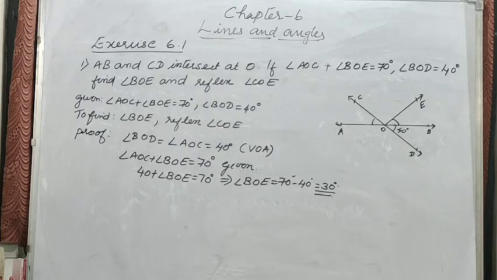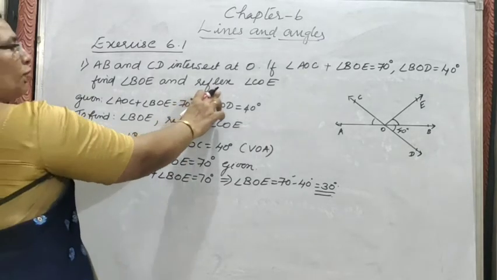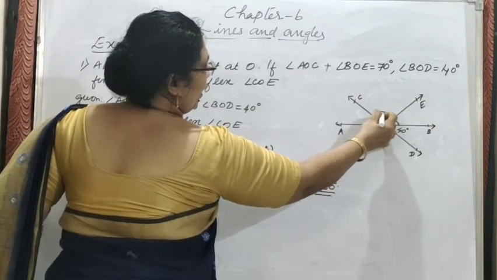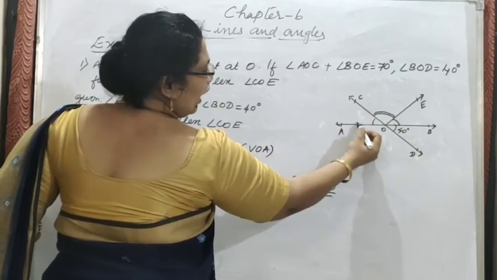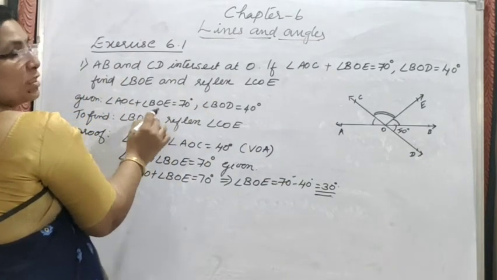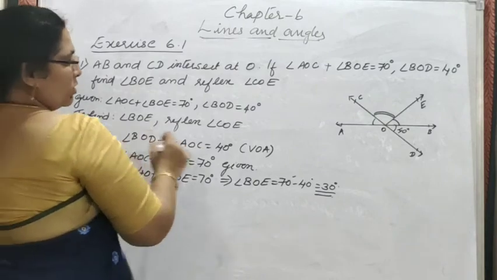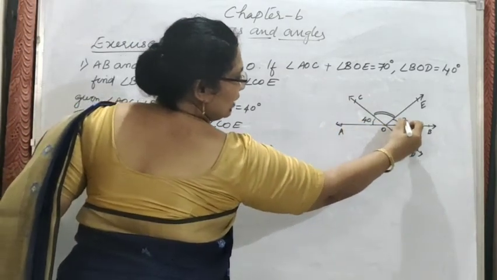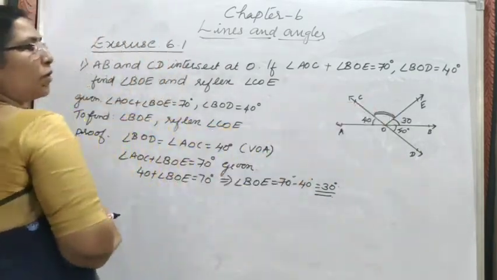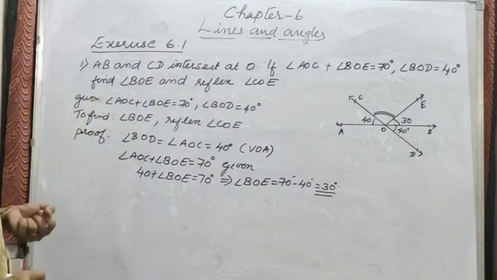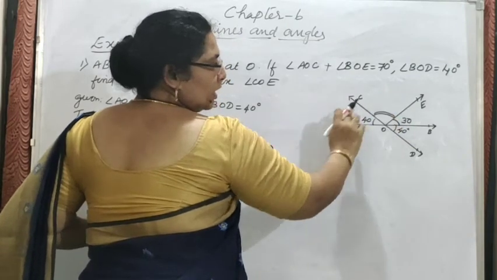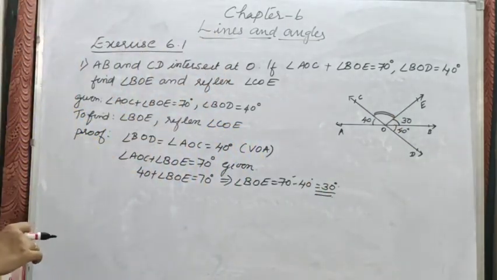Now what is the next question? Reflex COE is asked. For calculating reflex COE, we should calculate what COE is. Already you know that AOC plus BOE is 70. It is given in the question. AOC plus BOE together it is 70 only. So I'll write here 40 as well as 30. Now if AOB is a line, you can say what COE is. COE equals 180 minus 70, that is 110. See that 40 and 30 is over, the remaining value is 110 only. So we can calculate by using the straight line property.